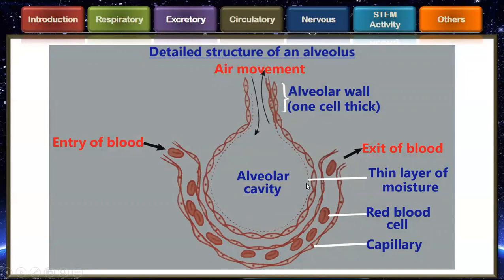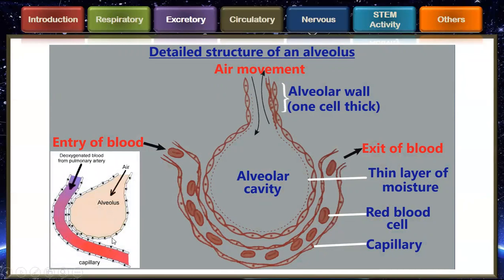Remember also that this has a thin layer of moisture to contain the air passing. This is the red blood cell. It is red in color, and this is a blood vessel called a capillary, which is very small. This is a perfect illustration of how carbon dioxide and oxygen transfer from one side to another. Carbon dioxide goes from the capillary to the alveoli, and oxygen goes from the alveoli to the capillaries. So there's an exchange of gases.